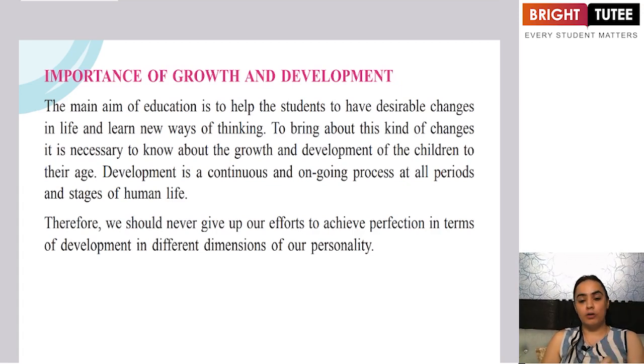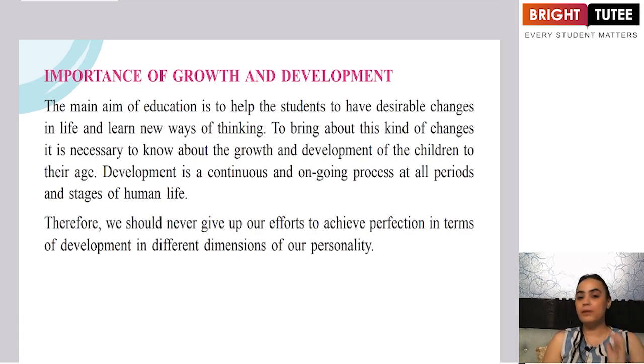So if we want that the child should change into an all-rounder or a better person altogether, we have to understand whether the child is growing appropriately with age, and along with growth, whether the child is developing with age as well or not. Again, growing means the child should become taller with age. The child should have the perfect weight according to their body, according to their mass.